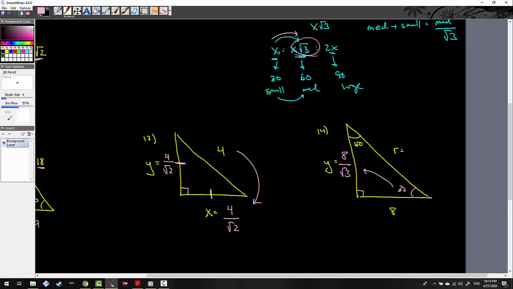How do I move from the small side, which is opposite the 30, this 8 over the square root of 3? What do I do with it? I double it. I do that by multiplying by 2, or more precisely, 2 over 1. What I get is 16 over the square root of 3.